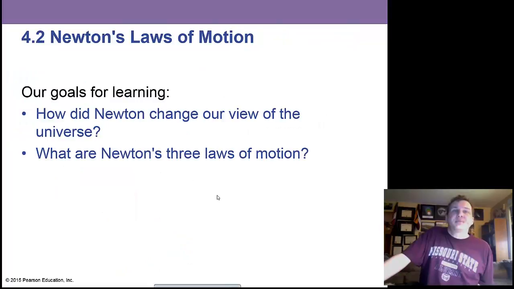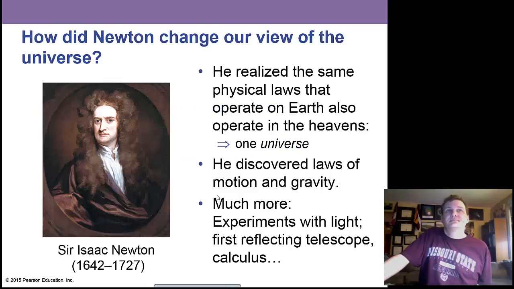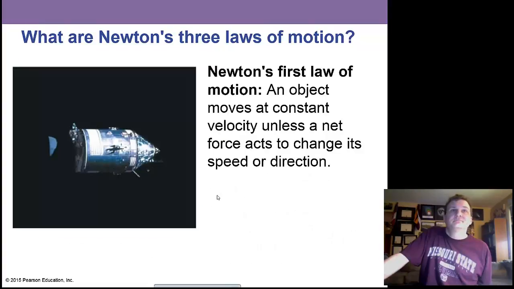Now Newton's laws of motion. How did Newton change our view of the universe, and what are Newton's 3 laws of motion? Well, Newton realized that the same physical laws that operate on the Earth also operate in the heavens, one universe. He discovered the laws of motion and gravity, and much more. He experimented with light, built the first reflecting telescope, and in his spare time, the dude just invented calculus off the top of his head. He just did.